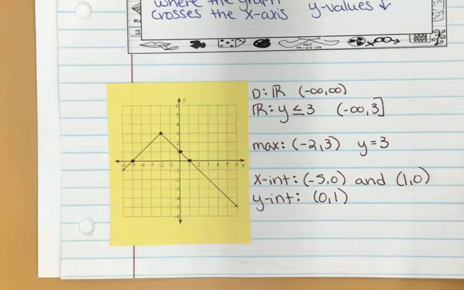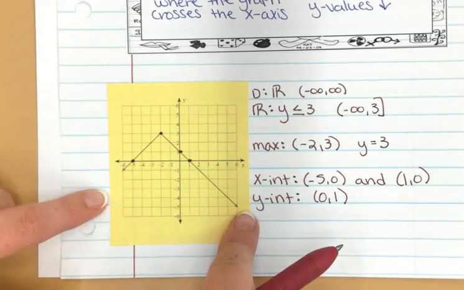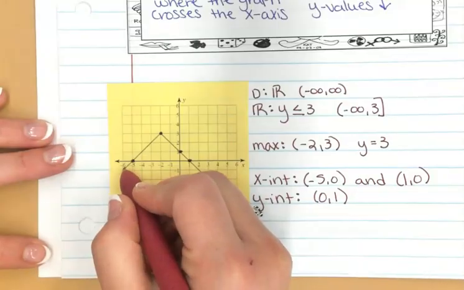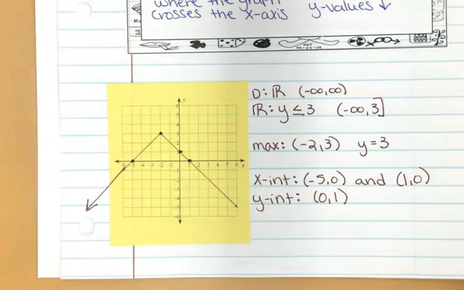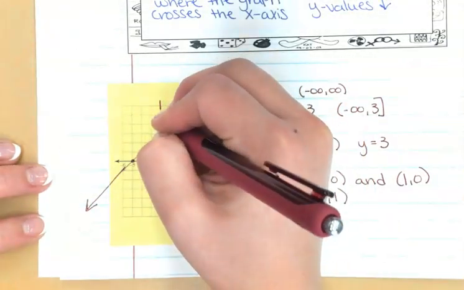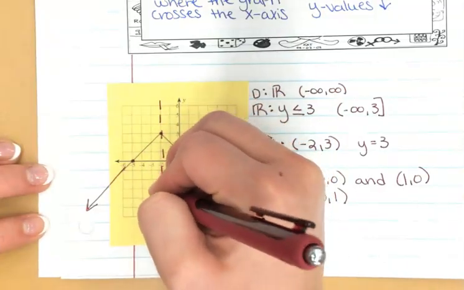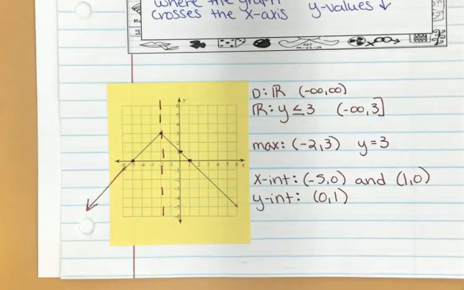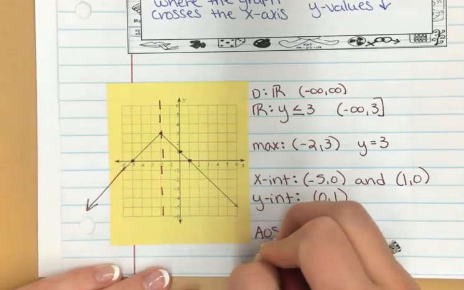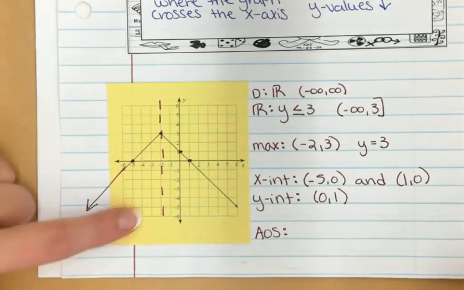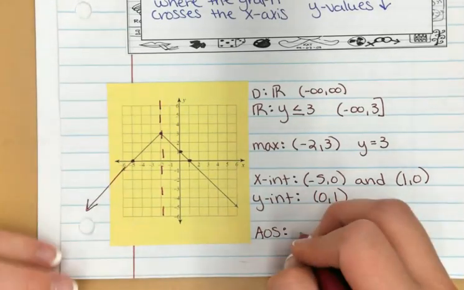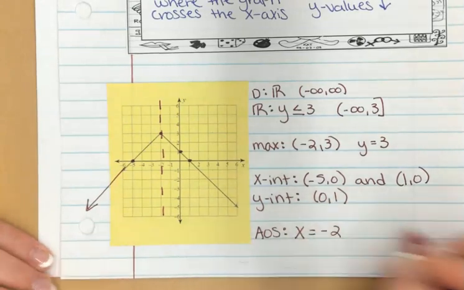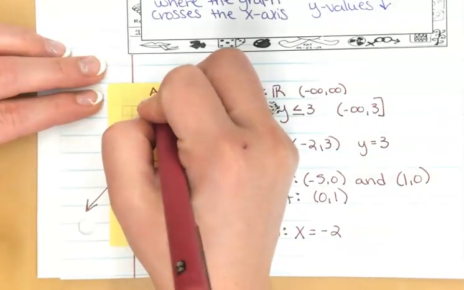I do have an axis of symmetry. I know this graph doesn't look symmetrical, but remember this is going on forever in that direction. So if I were to cut my graph in half through the vertical line that goes through my vertex, and I folded this over, I would have all my matching pieces lining up with each other. So my axis of symmetry, which I'll just abbreviate with AOS, is this vertical line, x equals negative 2. That's your axis of symmetry.